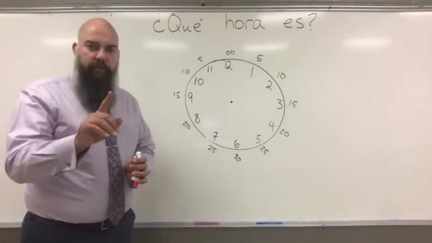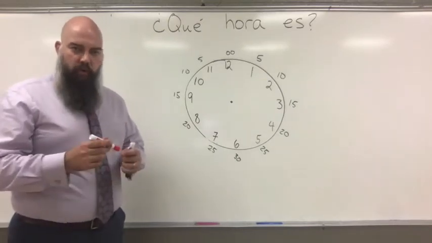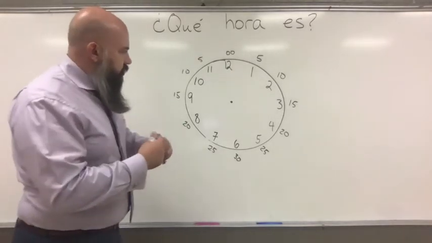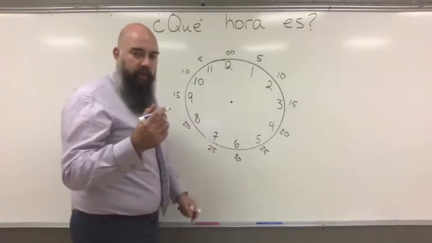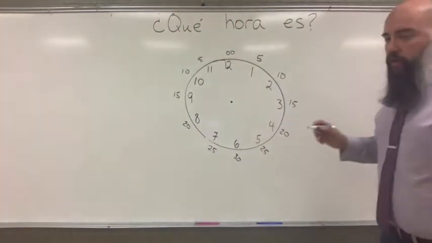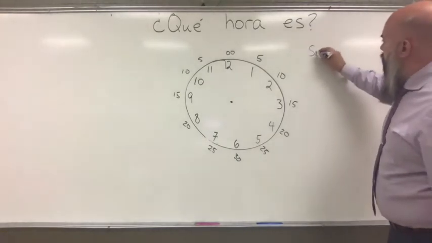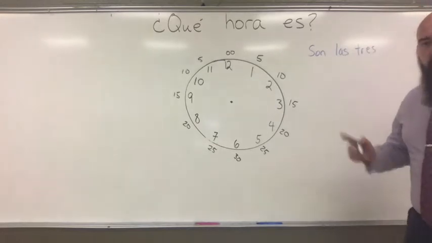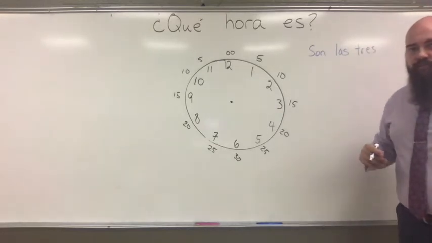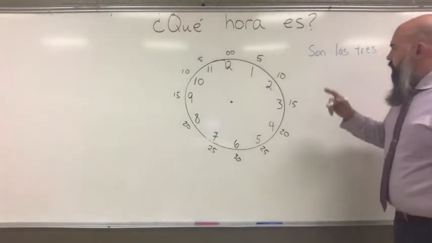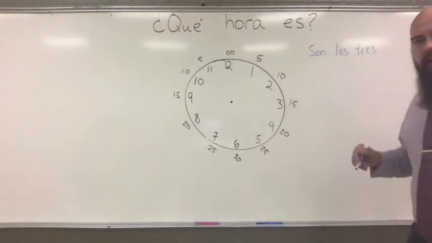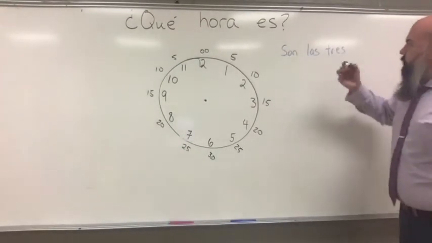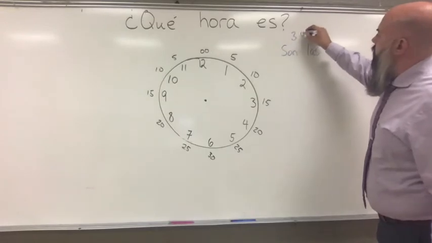Let's first, however, start off with the easy ones. If we wanted to say that it's 3 o'clock, we would start off with this phrase, son las tres. Okay? Easy enough? Son las tres. Now, if we want to add to that 3 o'clock, let's make it to where you can see me a little better. Son las tres. Here, I'll put it up here so we can see it.